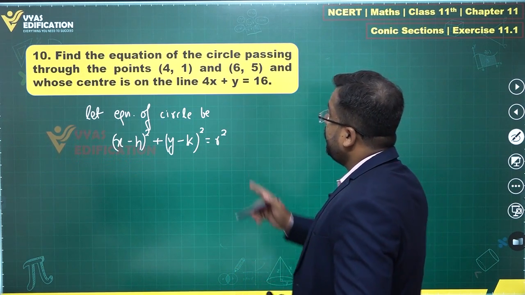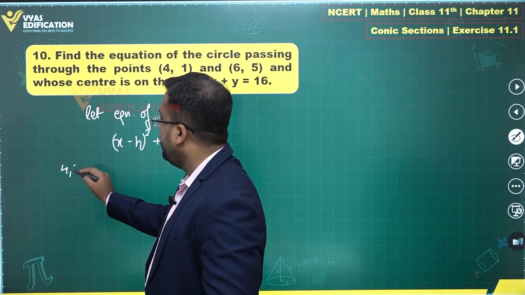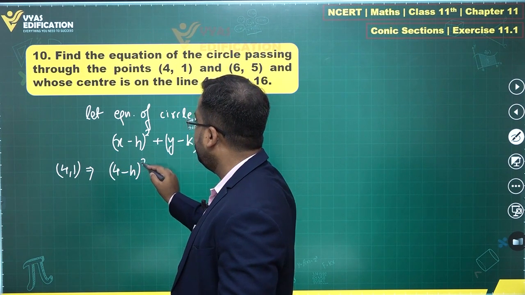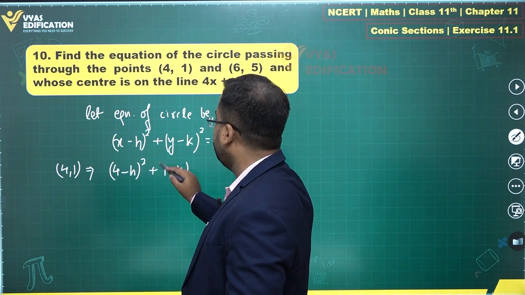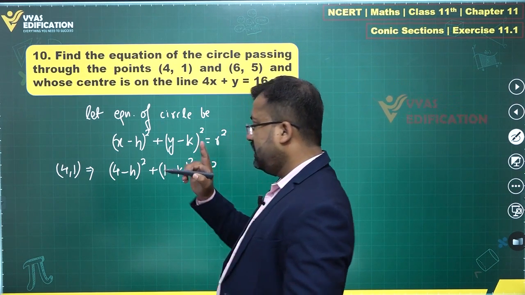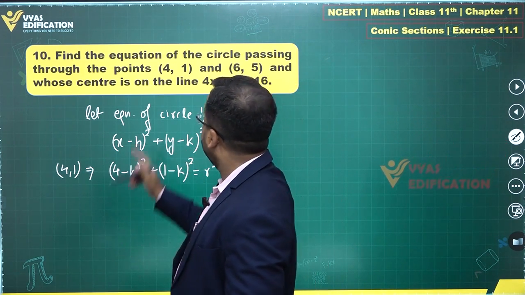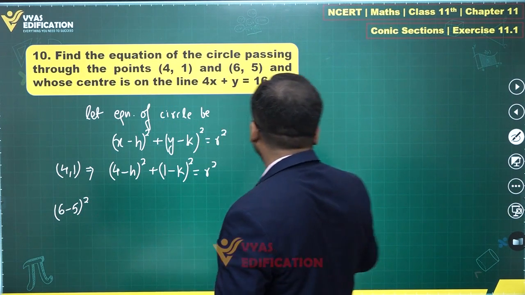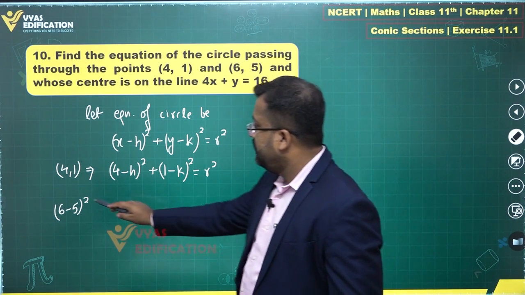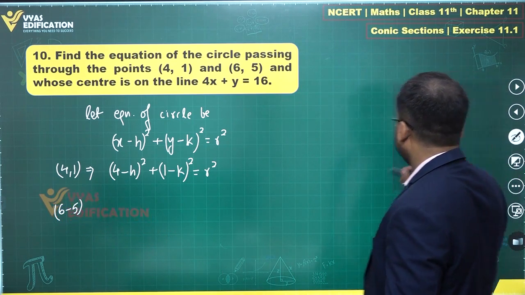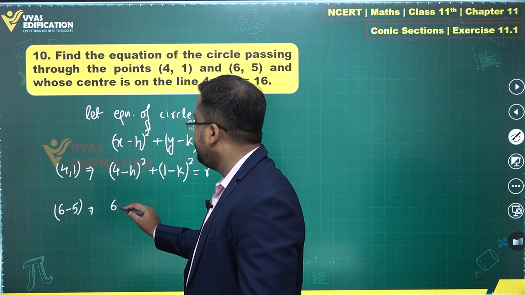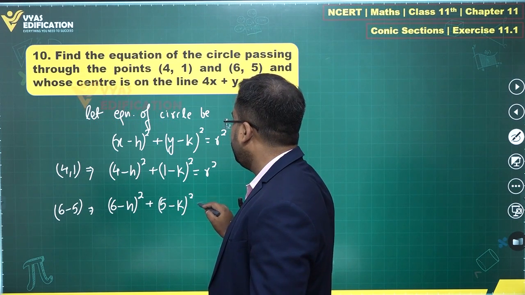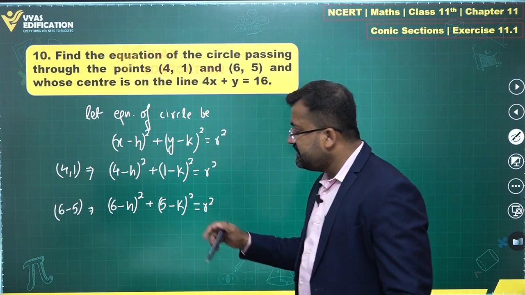Equation of circle passing through the points 4, 1 and 6, 5. If 4, 1 lies on this circle, this implies that 4 minus h squared plus 1 minus k squared will be equal to r square. That's one thing. Then 6 comma 5 also lies on this, so 6 comma 5 will lie on this, implies that 6 minus h square plus 5 minus k squared will be equal to r square. This is one equation, this is another equation.